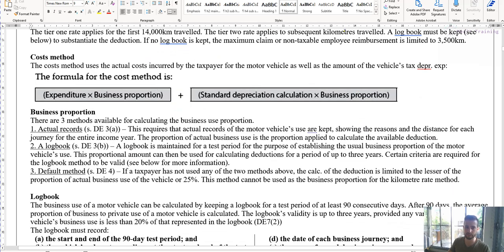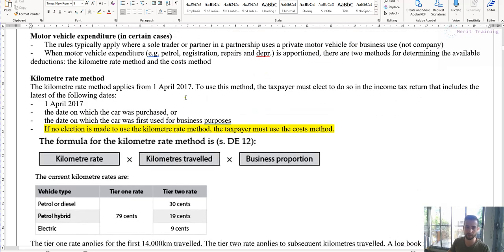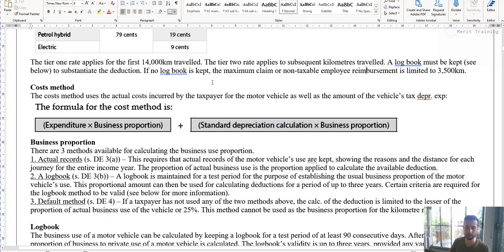Now, the second method that you can use to claim your business expense relating to a motor vehicle is the cost method. This is basically the money that you've had to spend on maintaining this car plus depreciation, which obviously is a non-cash expense, but still an expense that's accruing in the background. So you add up all of the costs, you calculate what your business proportion is, then you also add in your depreciation, which is the non-cash component.